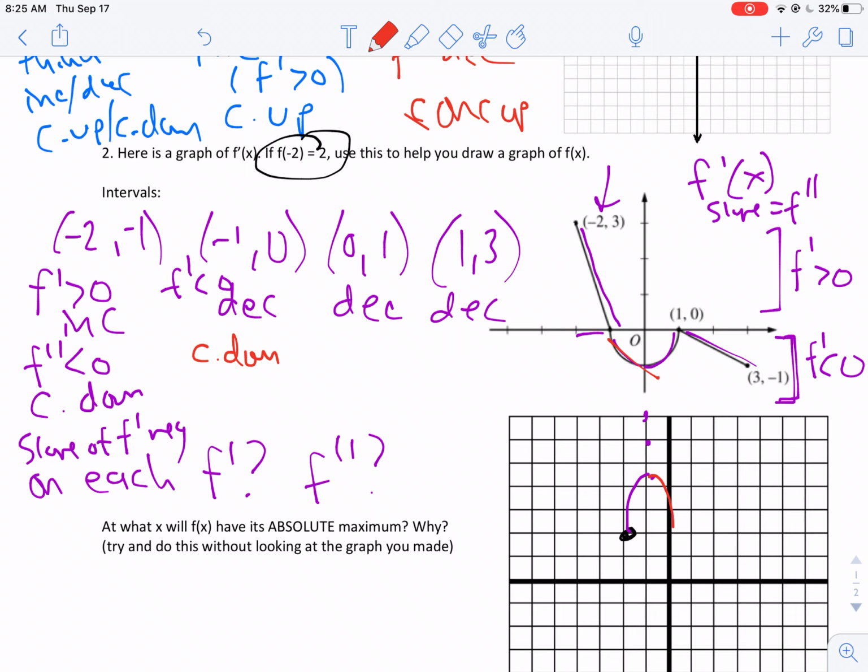All right. As we go from 0 to 1, now my slope of f prime is positive. So my f double prime is positive. So that means we're going to be concave up. So from 0 to 1, we'll be decreasing concave up, so something like that maybe.